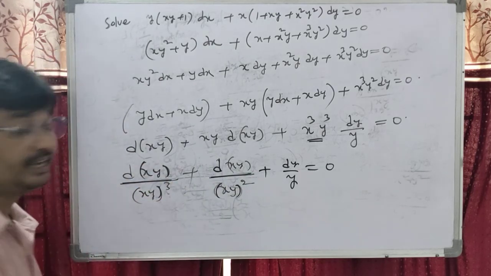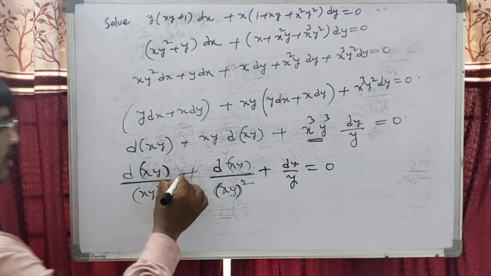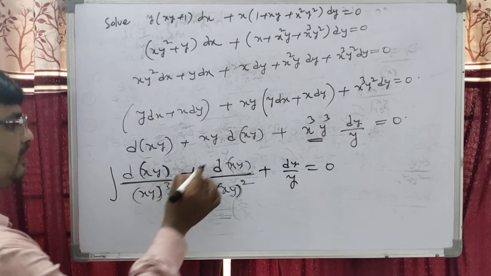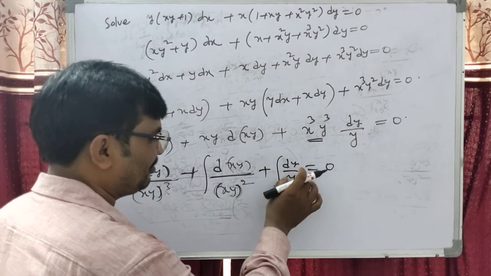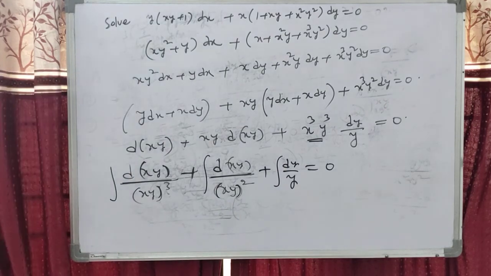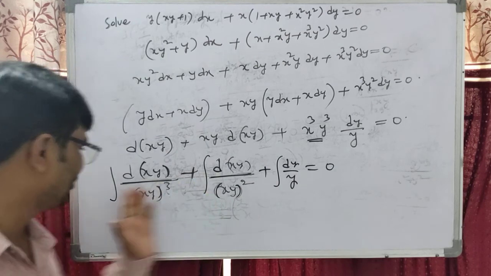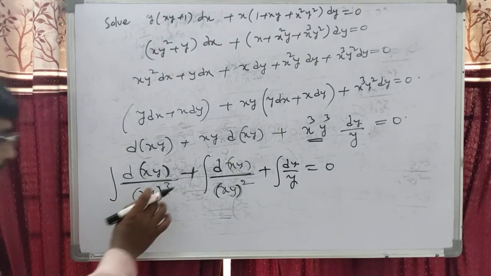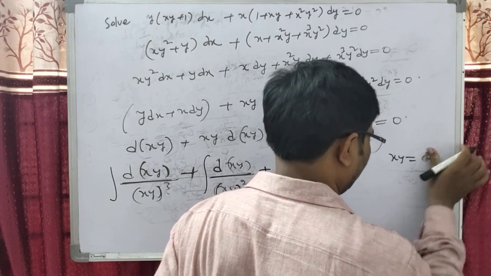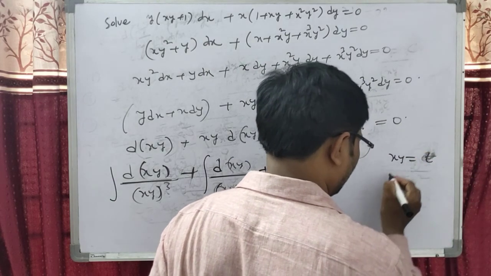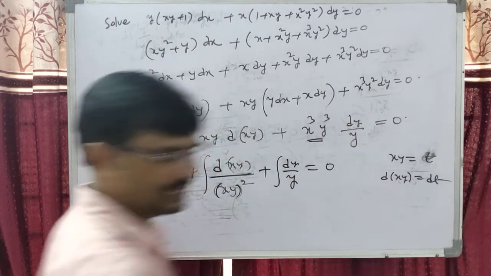So now, my dear students, we can write, applying integrals on both sides. Now we can apply the integrals. Dear students, when you apply the integral, we know directly that the integral of 1 by y is log mod y. This is the only one we know. What about these two? When you take xy as t, the derivative of xy is dt.